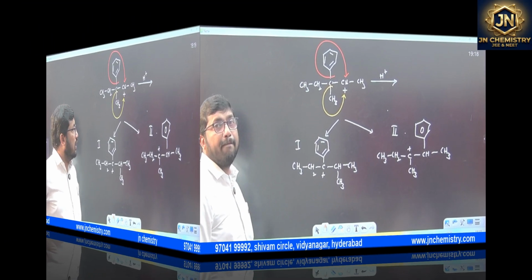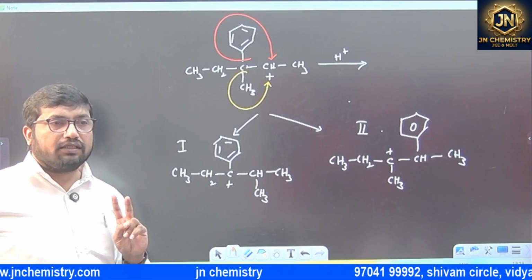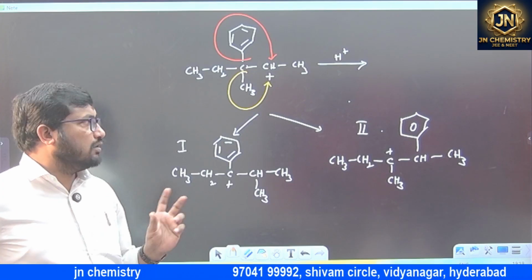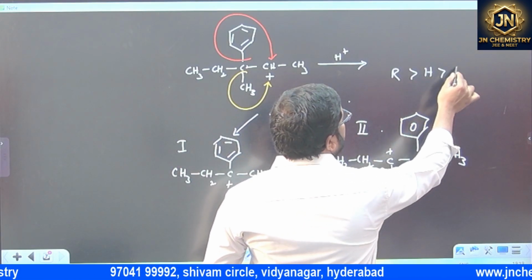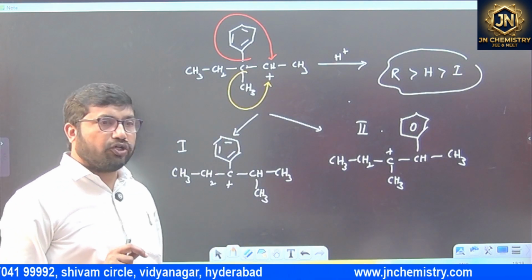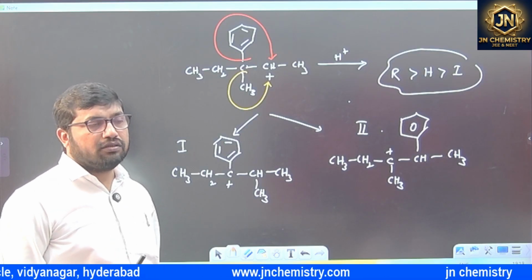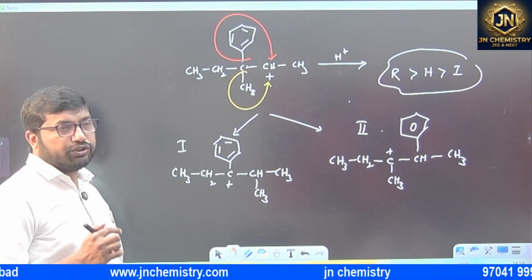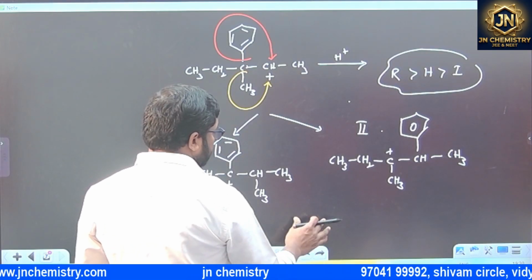Which is more stable? We need to cross check first the mesomeric effect, then hyperconjugation, then the inductive effect. So first the mesomeric effect or resonance. Hyperconjugation means we cross check the number of alpha hydrogens. But first we need to check whether resonance is there or not. When resonance is present, that is more stable. So obviously the first one is more stable, because this carbocation is resonance stabilized.